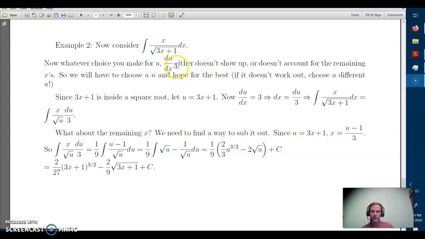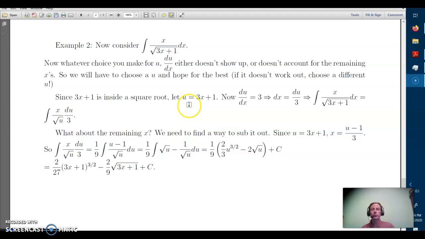However, if you go through each of those choices, and you take du dx and you solve it for dx, you're not going to be able to cancel this x up here in the numerator. It's not just going to cancel out of the way. However, that doesn't mean substitution is impossible, because sometimes you can find another way to get rid of any remaining x's. So in this case, we're going to let u equal 3x plus 1. Why? Because 3x plus 1 is what is inside of something, in this case, inside of this square root.